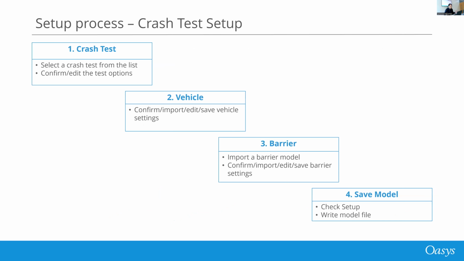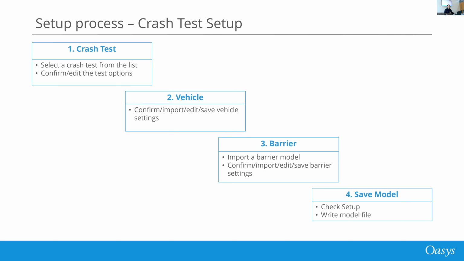Before I go and demonstrate how to use it, I'm going to give you just a quick overview of the setup process. It's a 4-step process, quite simple. As a first step, you need to select the load case, the crash test that you want to set up. We have a list of 25 tests available from 6 different regulatory bodies, and you can use the default values if you want, or you can create your own bespoke tests.